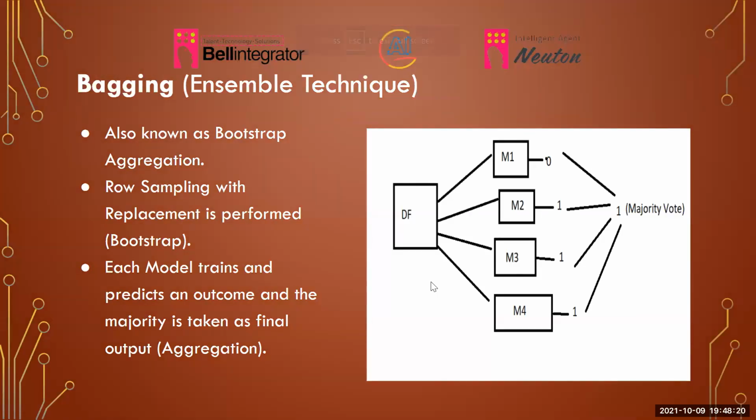Okay, so once n samples are supplied to M1, row sampling is done in the DF. So the rows are again sampled, resampled, and replaced, and then fed to M2. There is a chance that some of the samples which were supplied to M1 might have come to M2 also, but it's okay. They have been reshuffled, and it's highly unlikely that they are going to be completely repeated. Similarly it goes on for M3 and M4.